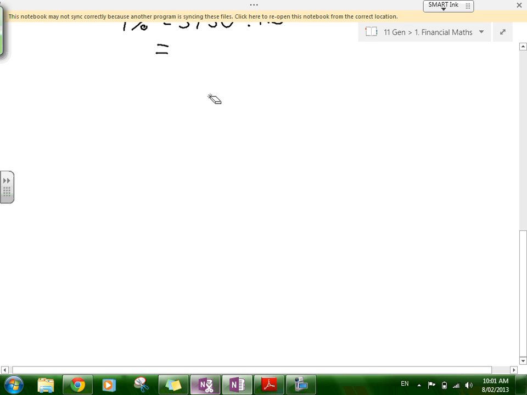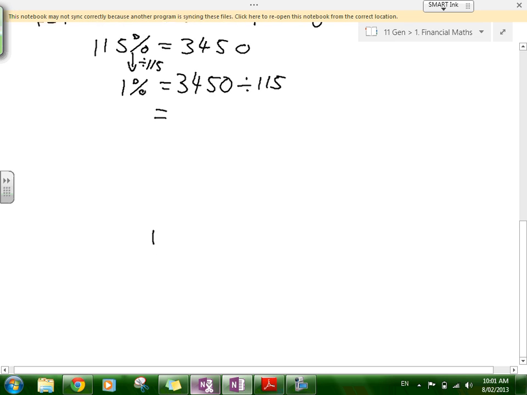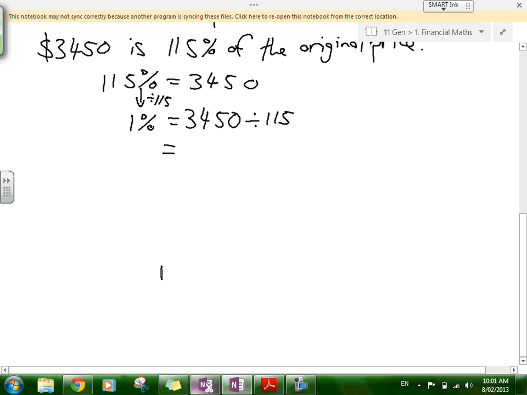So does anybody find what 1% is? Correct. What is it? Just 30. Really? It's as if I designed this question. Right, good. So 30 is the 1%. So how do we find what 100% is? Times it by 100. Okay, so 100% equals 30 times 100. So the original price was $3,000.